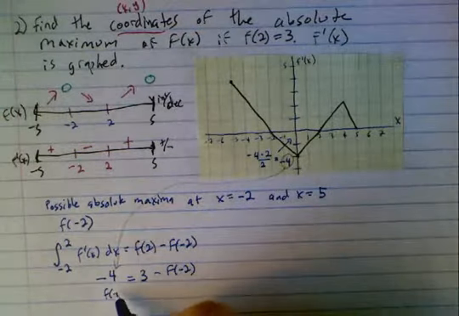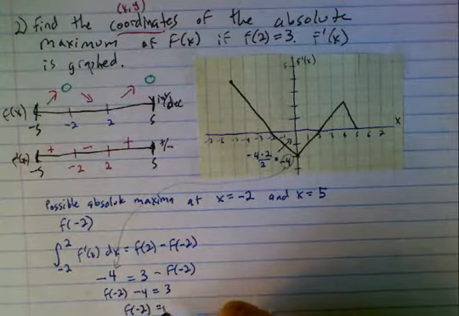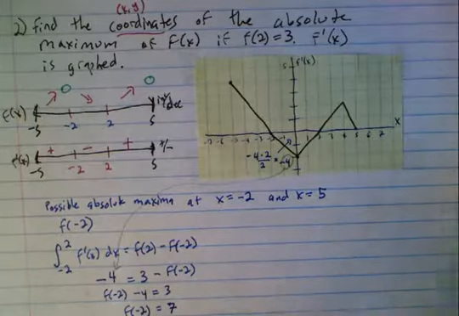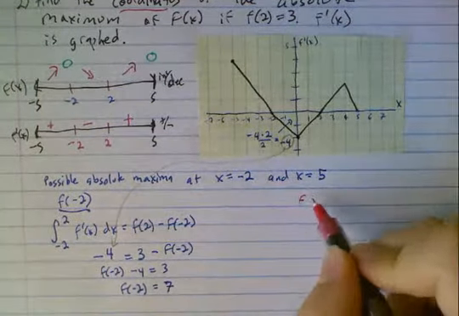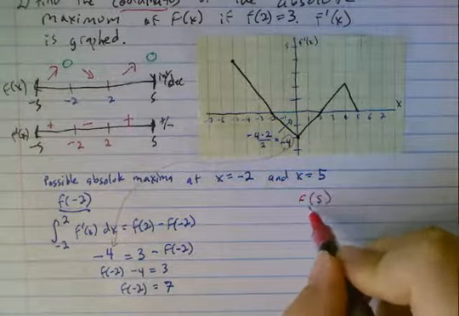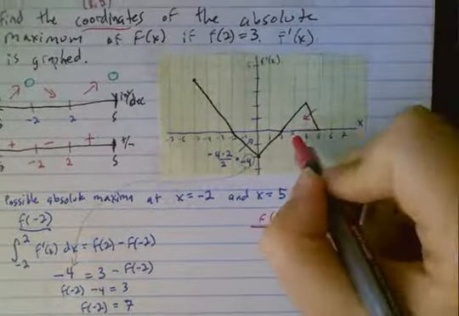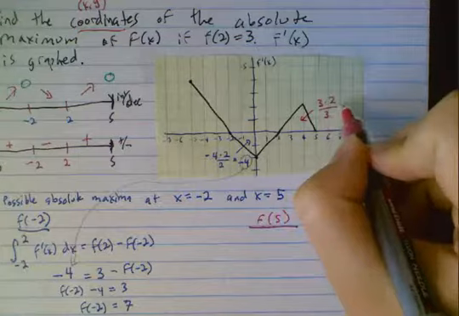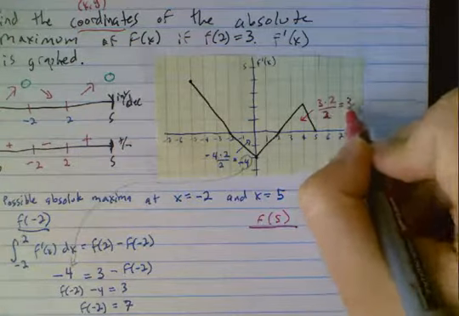So add f of -2 to both sides. Add 4 to both sides. F of -2 is 7. Now let's look at, so that was for f of -2. Now let's look at for f of 5. Well, from 2 to 5, this area, the base is 1, 2, 3 times the height is 2 divided by 3. Divided by 2. That would give us 3.